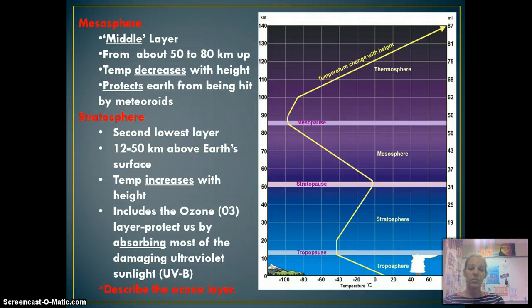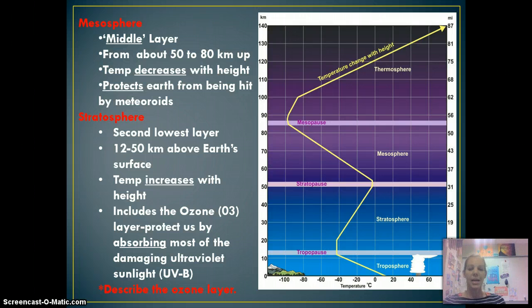Stratosphere. Stratosphere is the second lowest layer when you're going from Earth's surface upward. Or second highest layer, I guess that would be. But it exists 12 kilometers above Earth's surface all the way to 50 kilometers above Earth's surface. And you'll see here that temperature increases. So if you're looking at this x-axis, the lowest temperature in the stratosphere is right around negative 42 degrees Celsius, and it rises to almost 0 degrees.